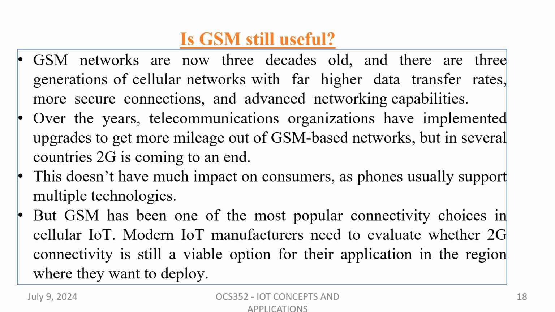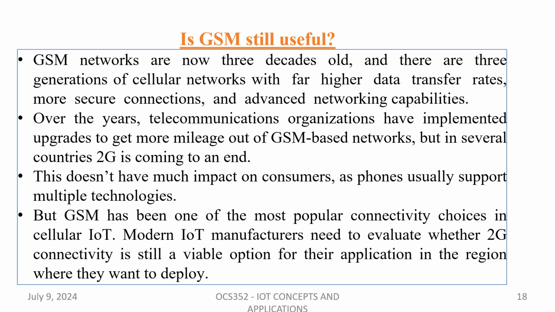GSM networks are now three decades old, and there are three generations of cellular networks for higher data transfer rates, more secure connections, and advantageous network capabilities. Over the years, telecommunication organizations have implemented upgrades to get more miles out of GSM based networks. But in several countries 2G is coming to an end. This does not have much impact on consumers.